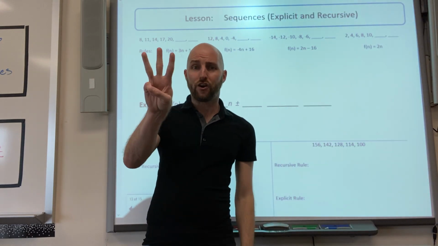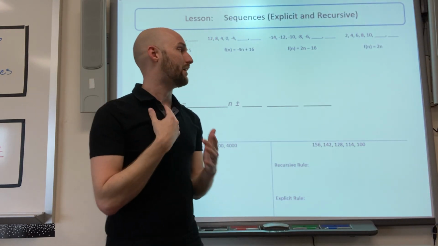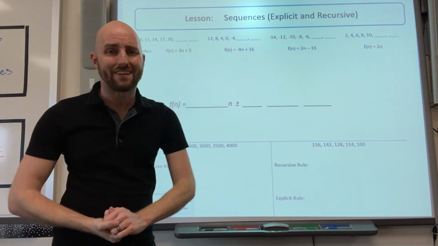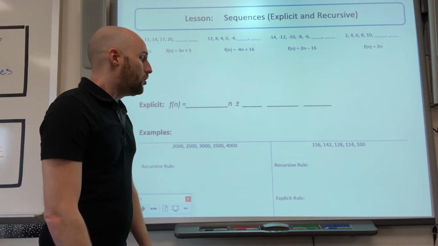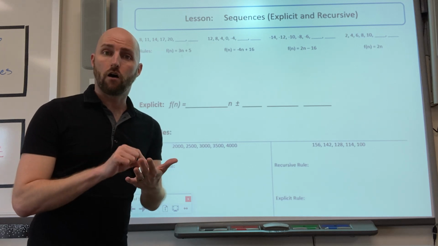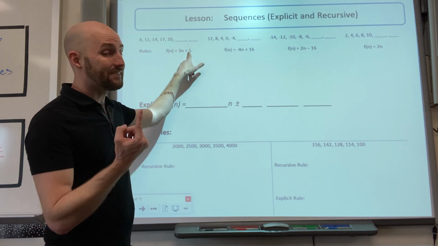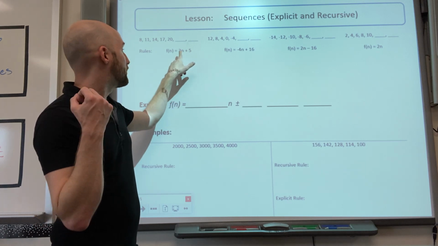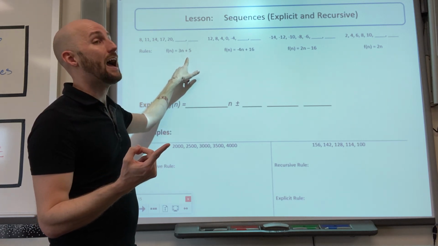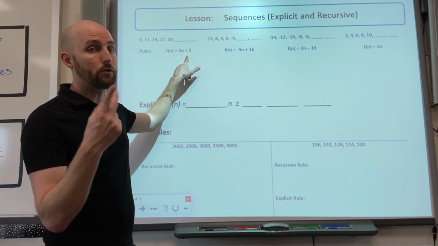Okay, so the third day of sequences. Okay, tercer y último día de las secuencias. So now we need to write both of the rules. Okay, we learned how to make the list with explicit. We learned how to make the list with recursive.